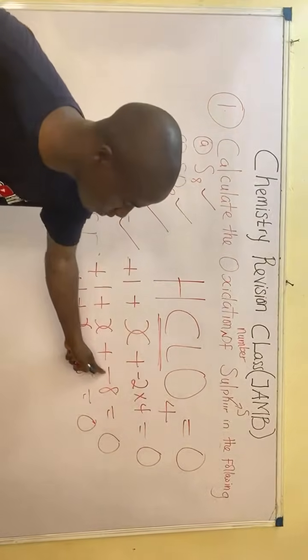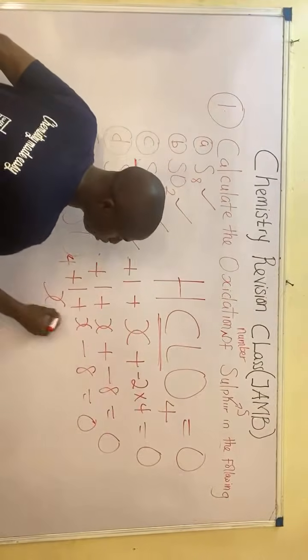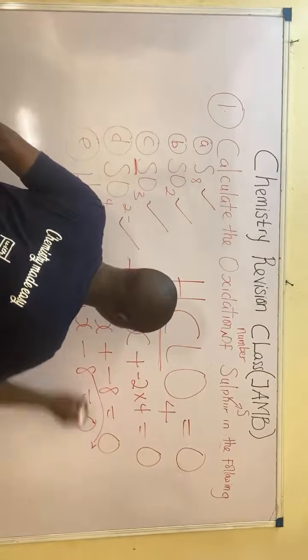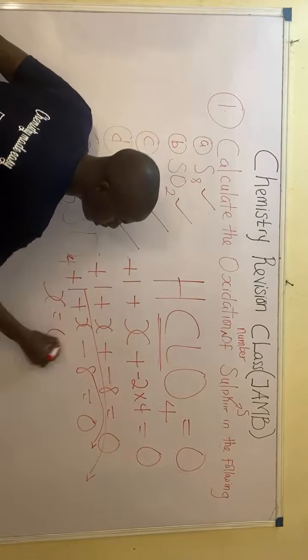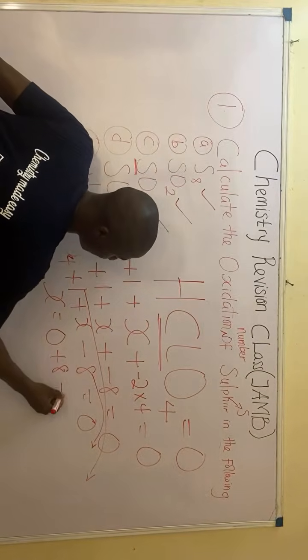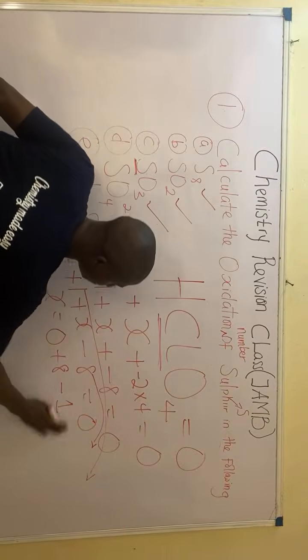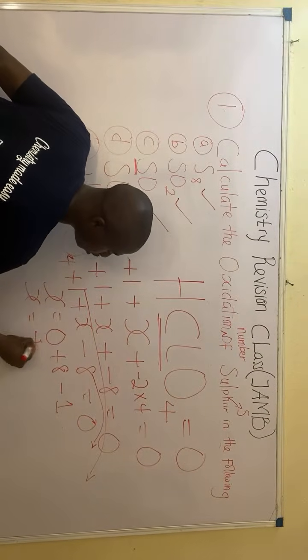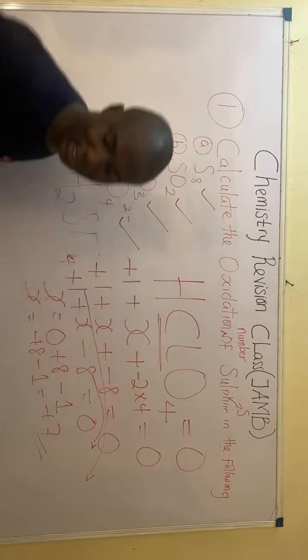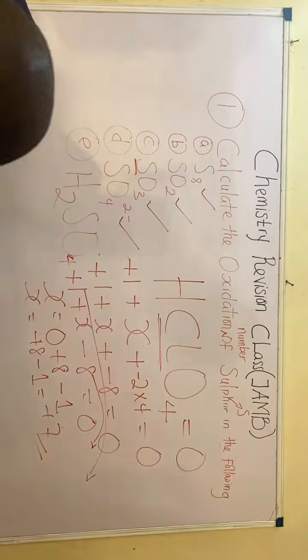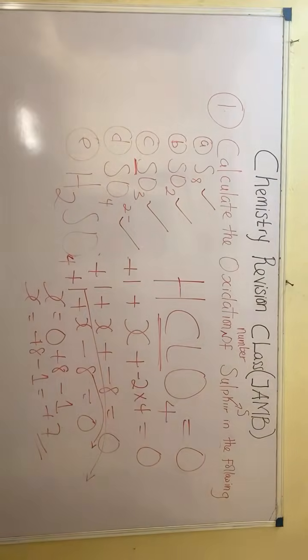Because plus times minus is minus. So x will now be equal to 8 comes here, and plus 1 comes here as well. So then it's going to be 0 plus 8 minus 1. Okay, 0 is out. x will be equal to plus 8 minus 1. And what's the answer? Plus 7. Do you get it, everyone? It's actually easy. Okay, it's actually very easy.